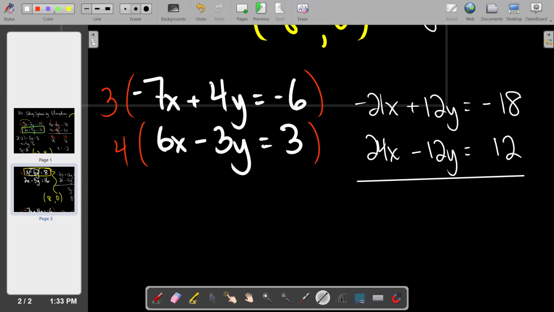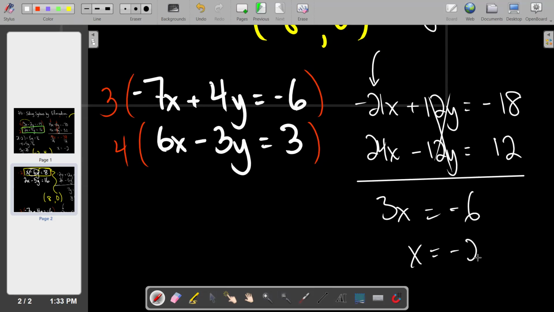Add them up. Positive 3x's if you go right here. Negative 21 plus 24 is positive 3. Eliminate those. What's negative 18 plus 12? Negative 6. What does x equal? Negative 2. And then you just write your answer down, negative 2, comma, blank.